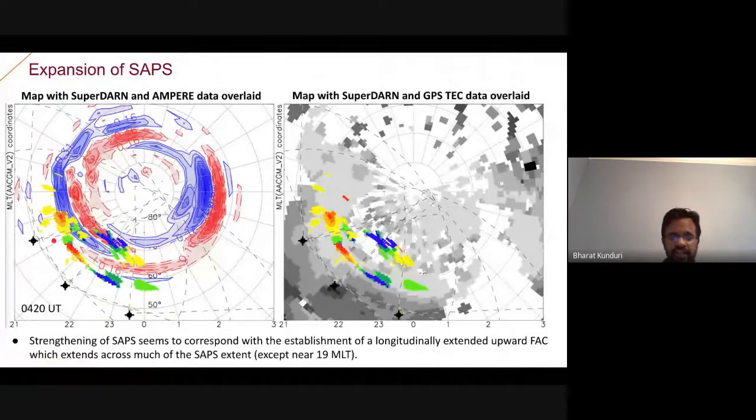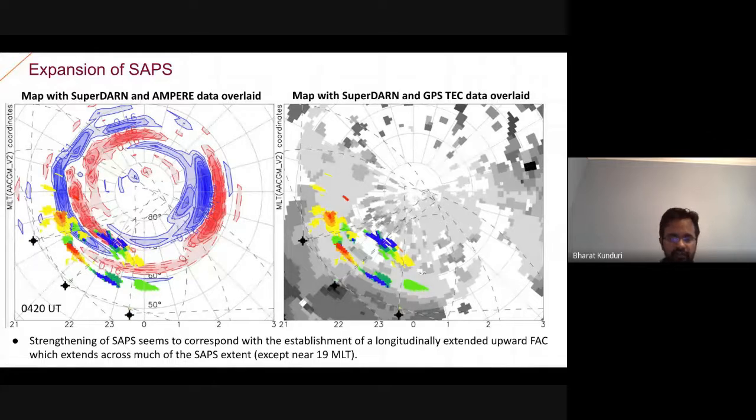SAPS is more expanded. You can see stronger velocities exceeding 600 meters per second. And the field aligned current system is now much more developed. SAPS still are embedded inside the low density trough region indicated by the lighter colors in the GPS-TEC plot. Interestingly, however, you can see that some of the flows are located equatorward of the upward region 2 field aligned current system.